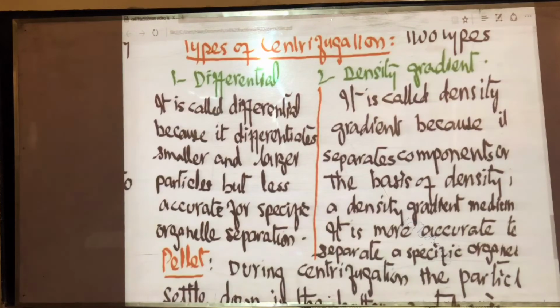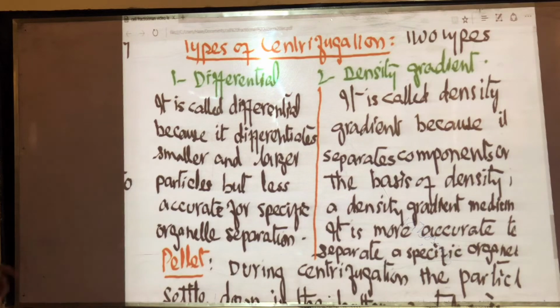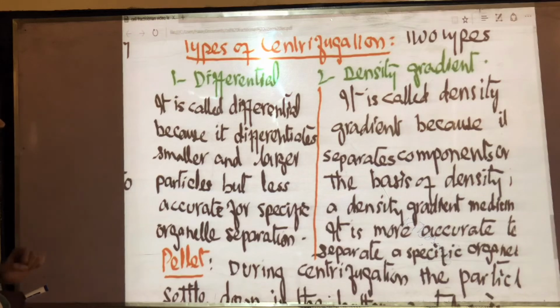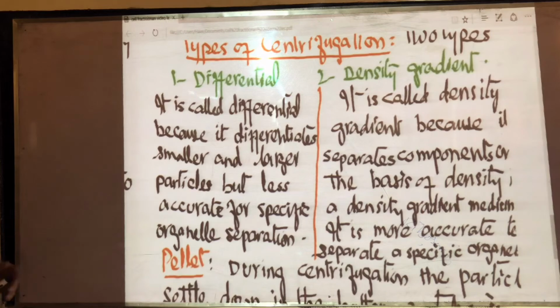So after studying the procedure of centrifugation, another thing which students have to keep in their mind is that there are two different types of centrifugation. The first type is called differential centrifugation. It is called differential centrifugation because it differentiates smaller and larger particles from each other. But this is not accurate for specific particle separation, because two particles may be of the same size.